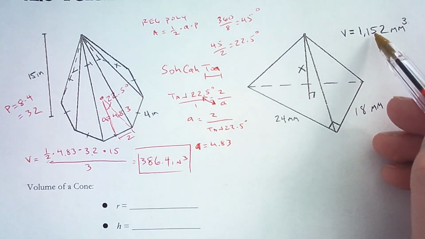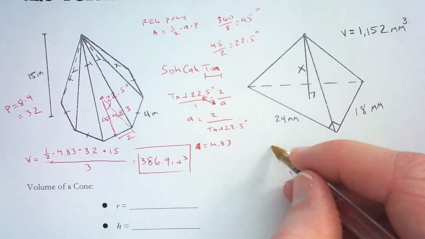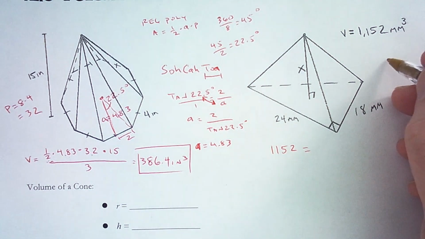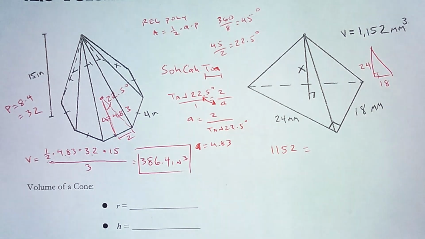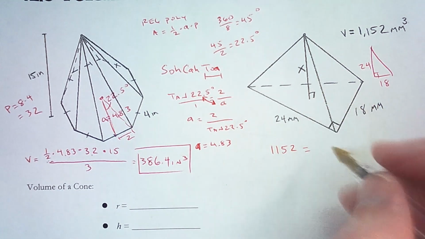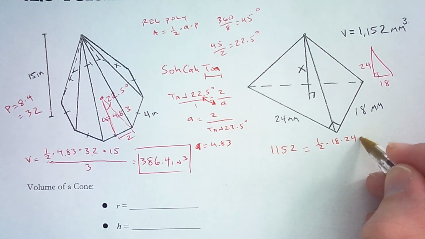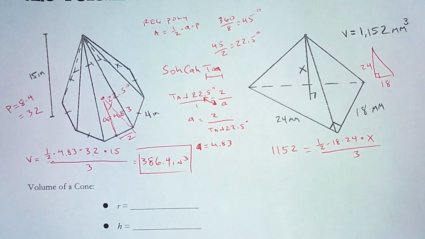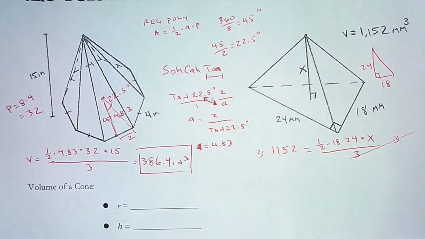And our last pyramid gives us the volume, and we're looking for the height. So the volume, 1152, is equal to the area of the base. Now this base is a right triangle with 18 and 24 as the legs. And in a right triangle, those legs are perpendicular, so they will be the base and height of the triangle. So for the triangle, we do half times base times height, then times the height of the pyramid, which is x, divided by 3. Okay, so I'm going to multiply both sides by 3 to cancel this out.